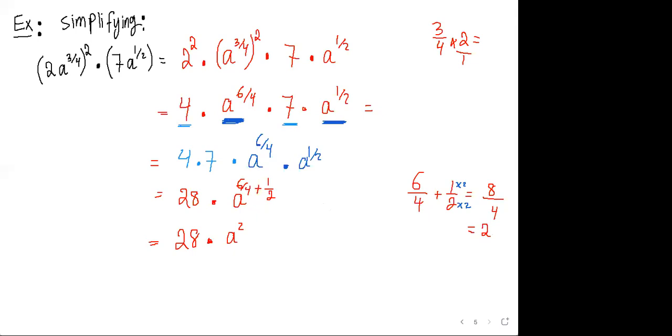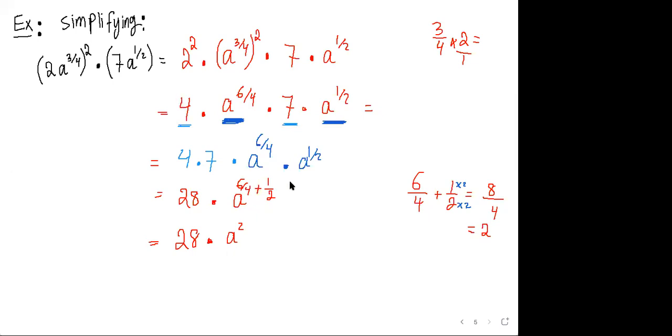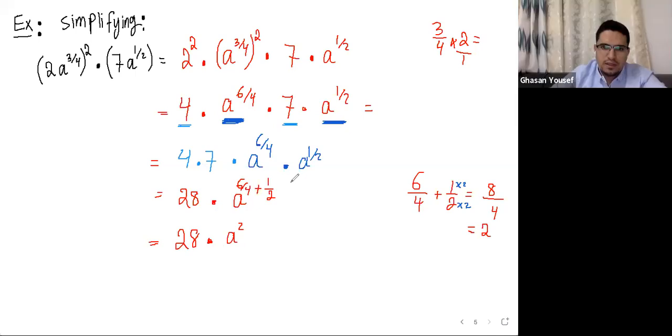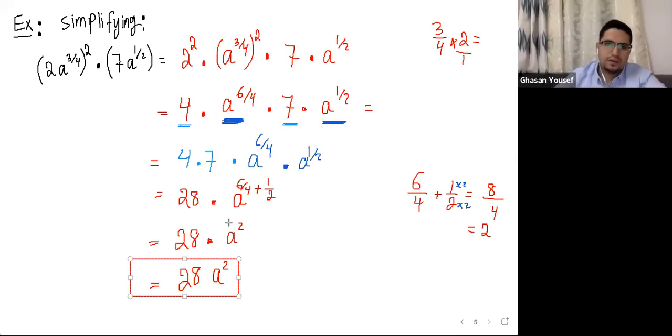So we shouldn't combine the 28 and the a squared? No, they will equal 28, sorry, 28 a squared. This is the final answer. Yes, this is the final answer, 28 a squared. Any other questions?